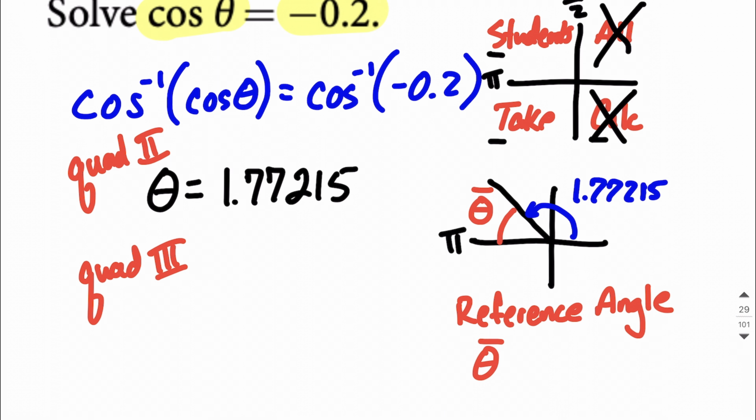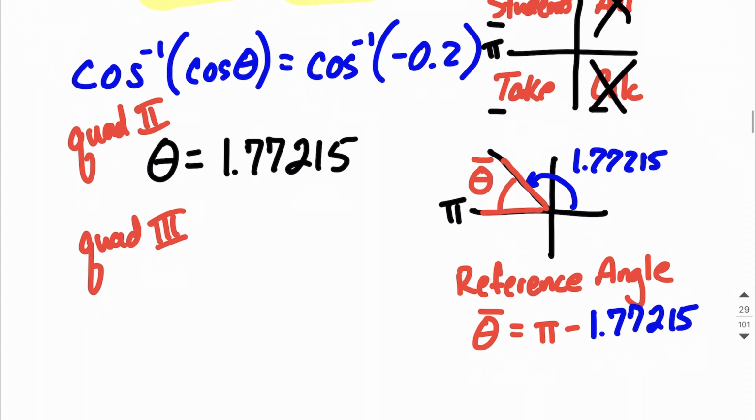Well, it's made up of these two side lengths. We're going to start with the bigger of the two, which is pi. And if we subtract off that smaller side length, which is that 1.77215, that'll be our reference angle. So the reference angle, theta bar, is going to be approximately 1.36944 using pi minus that 1.77.